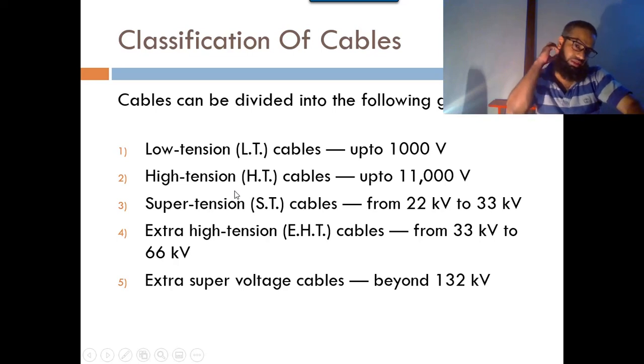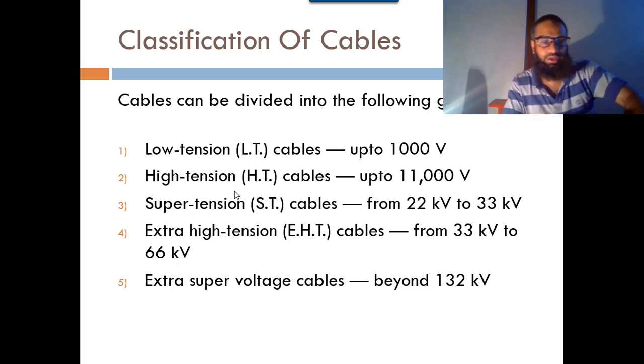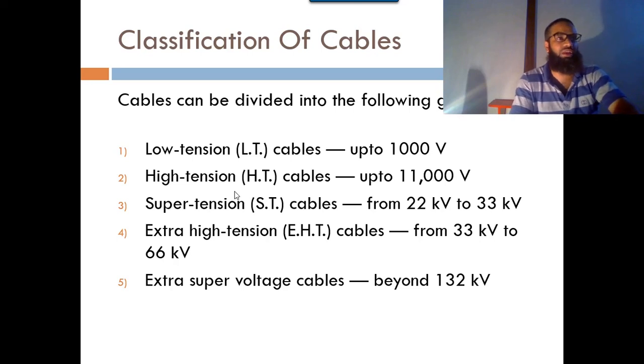So in the classification, the cables are low tension, high tension, super tension, extra tension, and extra super tension. Low tension cables are normally less than 1,000 volts, which are used in our homes. In many homes, you see that the cable from the meters to the distribution box is underground. So these cables are normally low tension cables. Their voltage is less than 1,000 volts.